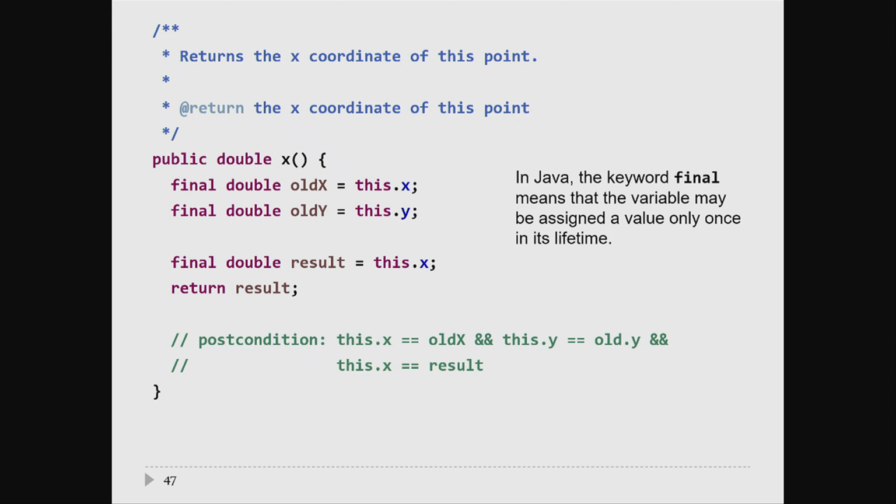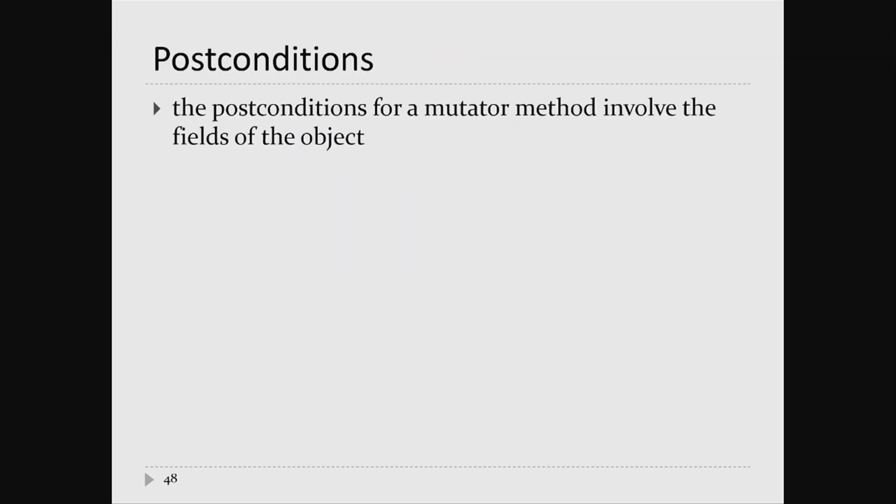Okay, so that's just an accessor method. So you can imagine that a method that changes the state of the object is even more complicated to write its postconditions, and that's true. So the postconditions for a mutator method, that's a method that changes the state of an object, typically involves the fields of the object.